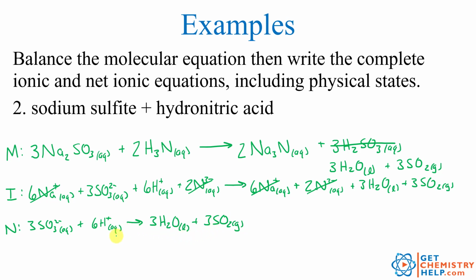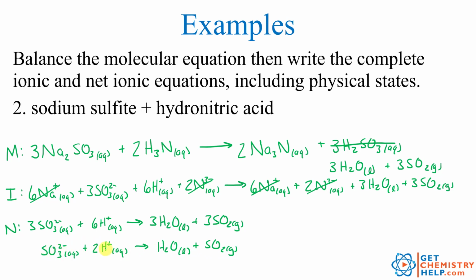So you would normally stop there, but you might notice this is not balanced with the simplest whole number ratio. So we are going to do one more step, and we're actually going to reduce this. So instead of 3 to 6 to 3 to 3, the simplest ratio would be 1 to 2 to 1 to 1. So I'm going to go ahead and write that as sulfite reacts with 2 hydrogen ions to make water liquid and sulfur dioxide gas. Well, there you have it.